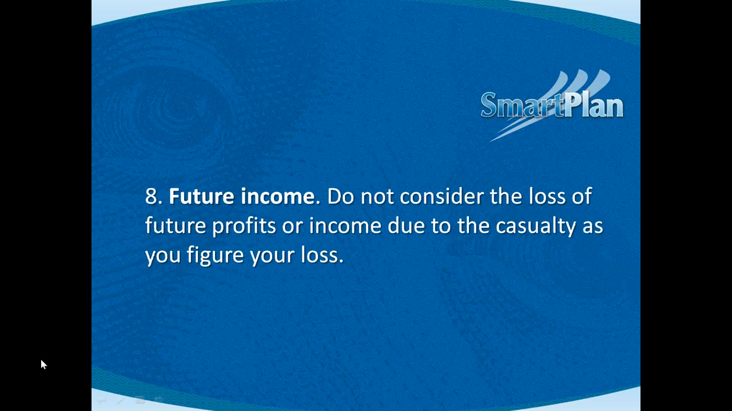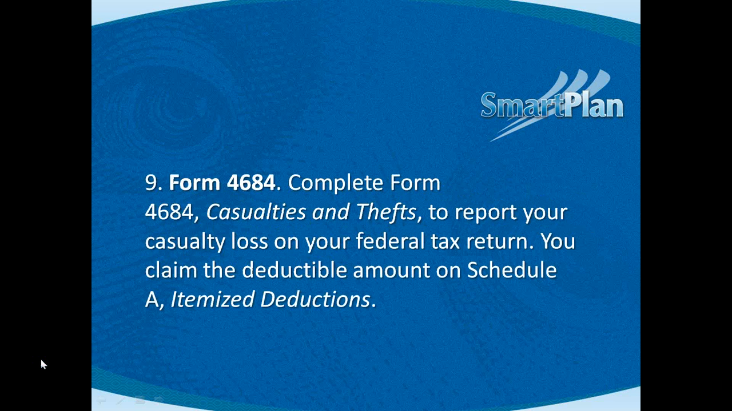Future income does not count as a casualty. So if you lost the ability to earn income, there is no loss for that. And I guess the reason they have for that is that income's not being counted as income on any return, so therefore you can't take a loss for income that wasn't reported.